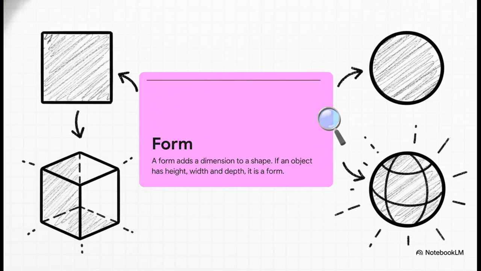If you take a flat shape and give it a third dimension, depth, it becomes a form. And that distinction is so important. A square is a shape, but a cube is a form. A circle is a shape, a sphere is a form. It's the difference between something being flat and feeling like you could actually hold it.